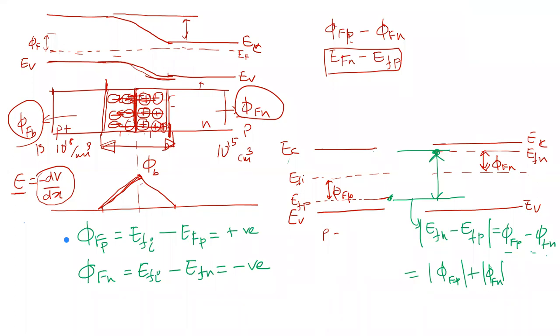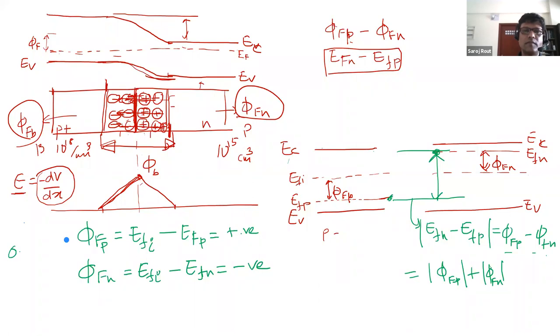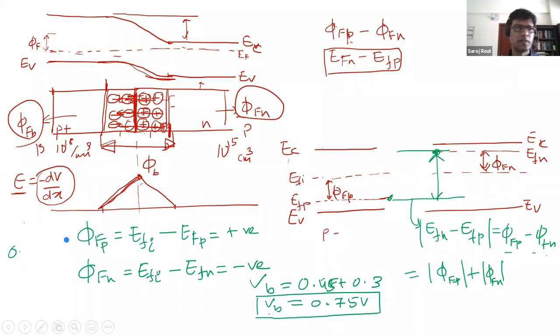Yes, sir. Okay, good. All right, and just to give you an idea of why the built-in potential is typically about 0.6 or 0.5: we just calculated using this equation that if it is lightly doped, it is about 0.28. If it is heavily doped, it is about 0.45. So if I take this built-in potential, VB or phi B, then it is 0.45 plus, let's say, 0.3, just to make it easier. It's about 0.75 volts. And that's what it's called, the built-in potential, or it's called the contact potential as well.